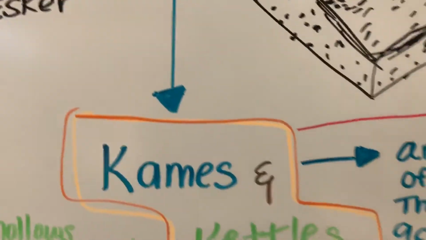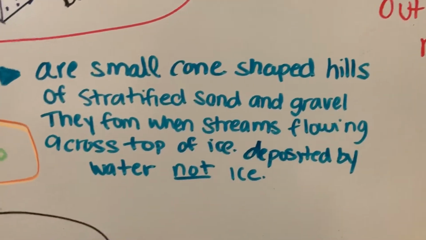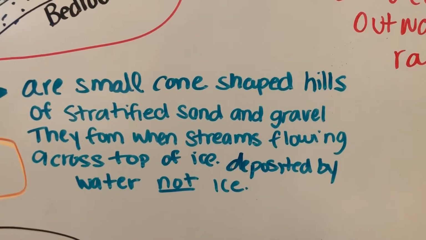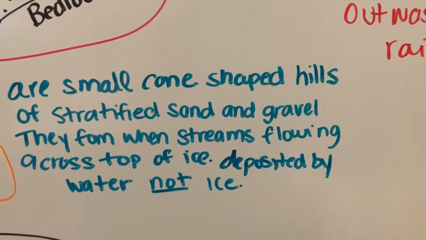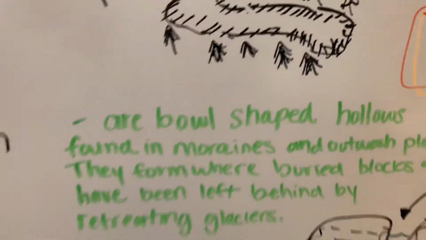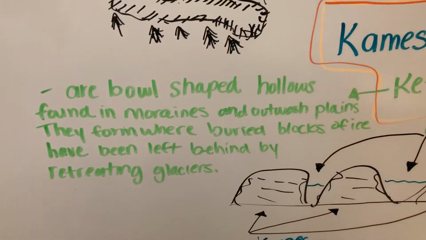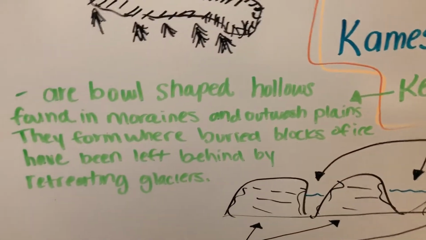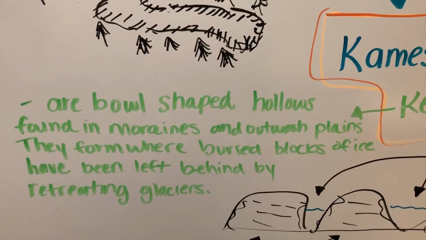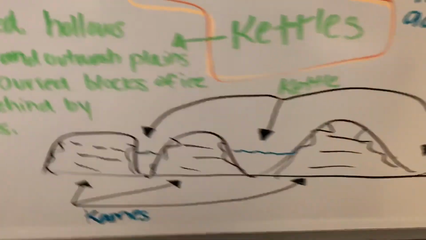Which brings us to kames and kettles. Kames are small cone-shaped hills of stratified sand and gravel. They form when streams flowing across the top of ice deposit material, by water but not ice. And over here we have kettles, which are bowl-shaped hollows found in moraines and outwash plains. They form when buried blocks of ice have been left behind by retreating glaciers, and they look something like this.